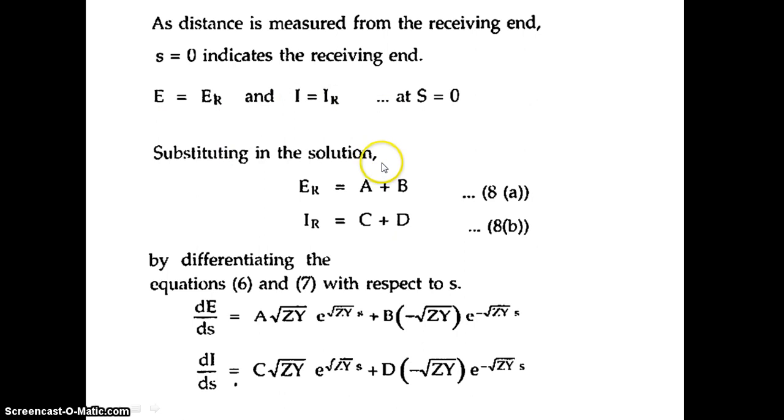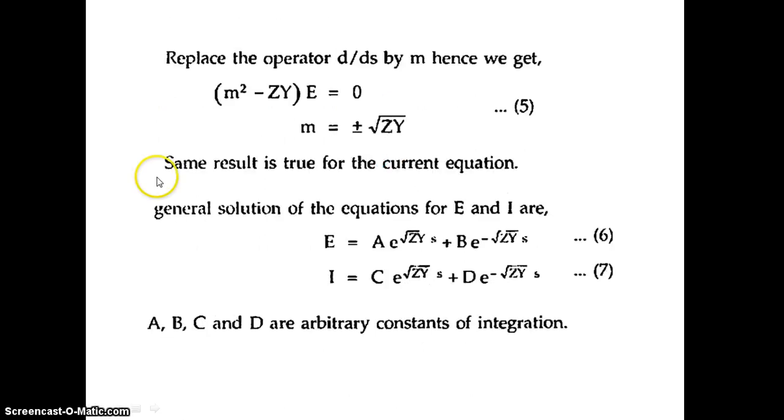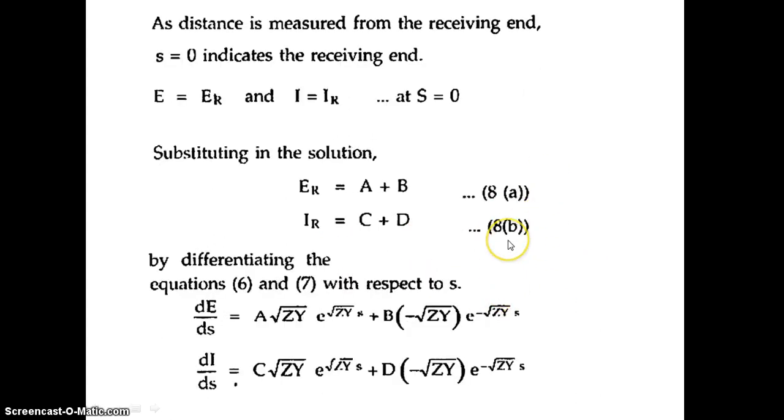Substituting S equal to 0 in the solution, the exponential terms become 1, so E equal to A plus B and I equal to C plus D. Mark these as equation 8a and 8b.